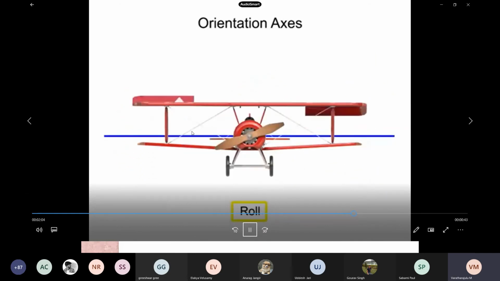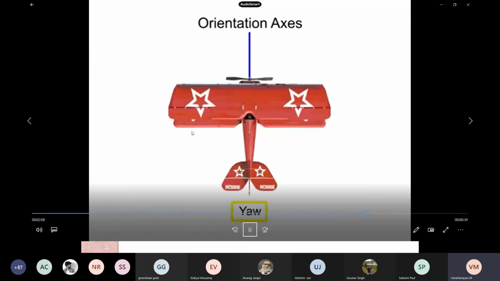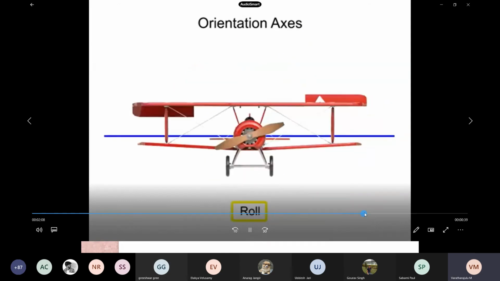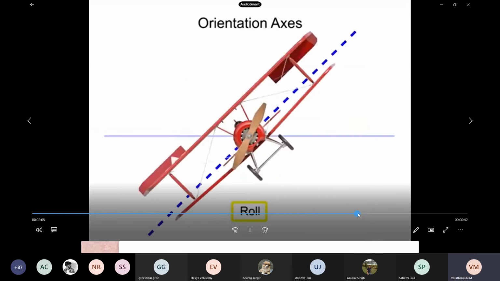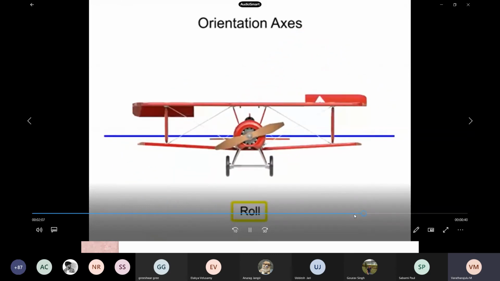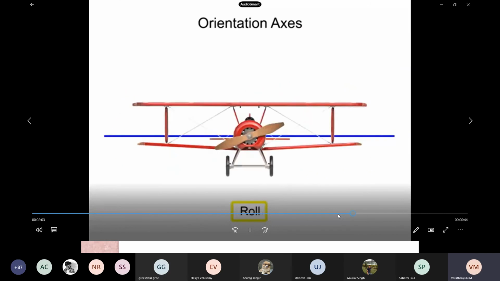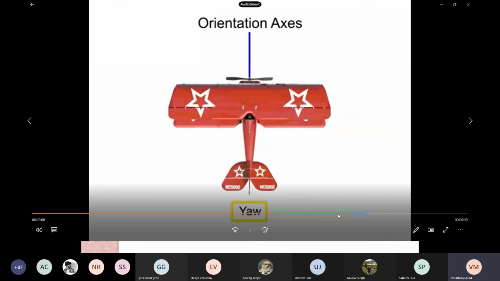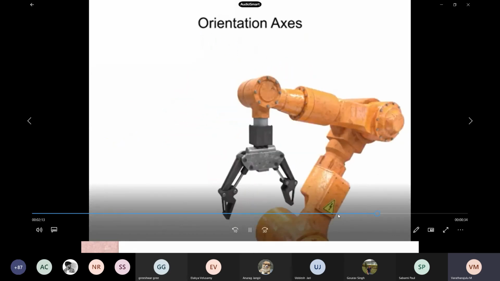This is called pitch, this is called roll, and this is called yaw. Anyway, in some other video I'll make a detailed note about pitch, roll, and yaw. Once again I am showing: this is called pitch, pitch and roll and yaw. The robot's tool moves in the same way.